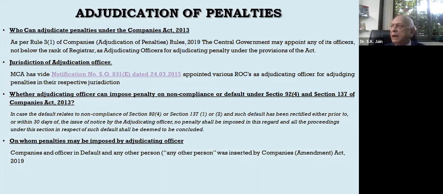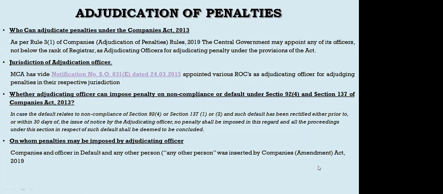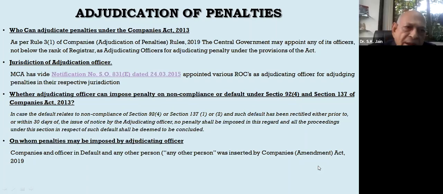Now we take up adjudication of penalties. If there is any question on compounding, we can take it up before proceeding to adjudication of penalties. If there is any question from a participant, I can take those questions. We will take them up at the end.